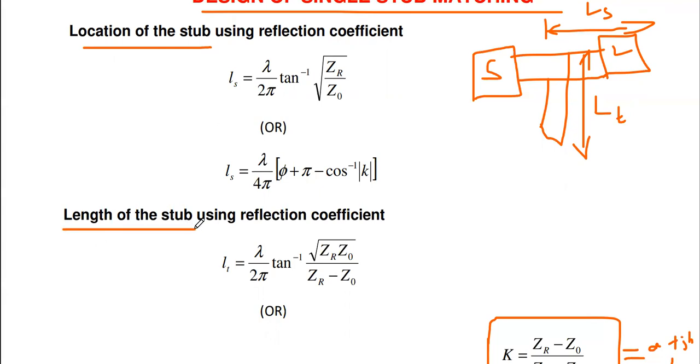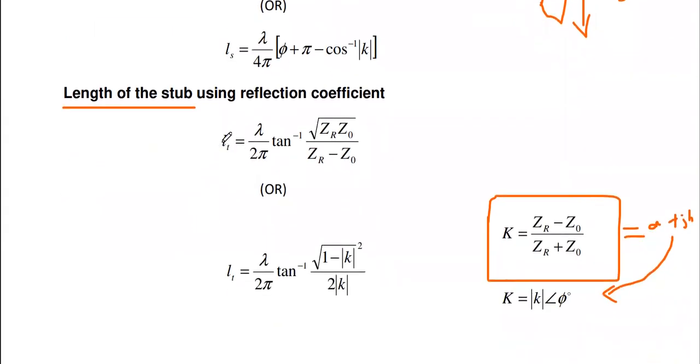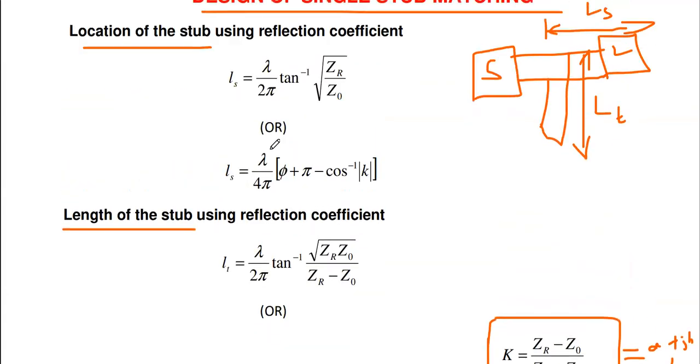Okay, so we have to use the stub of the proper length. The length is calculated by the length LT. It is nothing but lambda by 2 pi tan inverse of square root of ZR Z0 by ZR minus Z0. This is one formula. Or otherwise, LT equal to lambda by 2 pi tan inverse of square root of 1 minus modulus k squared divided by 2 into modulus k. So you may use any one of the formulas in order to find the length. Okay, so this is the design of single stub matching formulas.